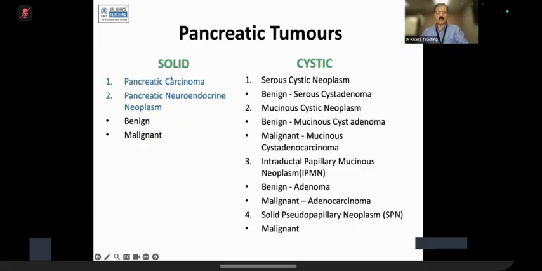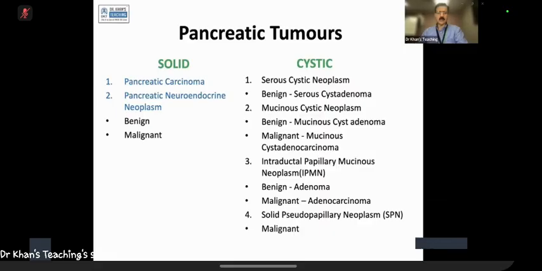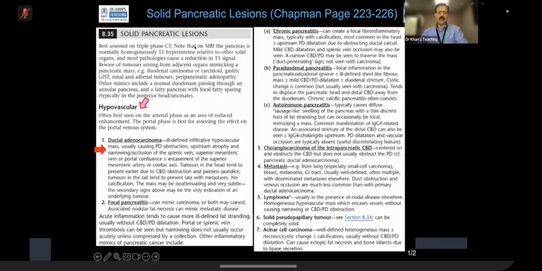So by the way, the diagnosis was a neuroendocrine tumor, insulinoma. Nobody can say it's an insulinoma, but I gave you the history. Otherwise, I would have refrained from giving you the history. Pancreatic tumors can be solid and cystic: solid pancreatic carcinoma and pancreatic neuroendocrine tumors. This is from your book, Solid Pancreatic Lesions.